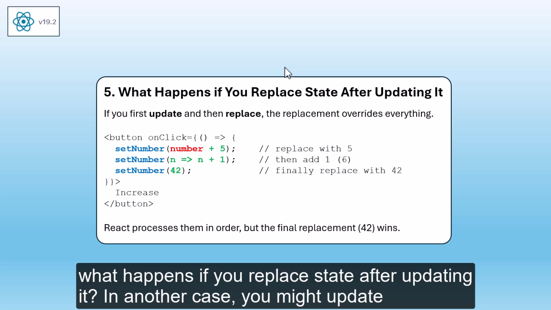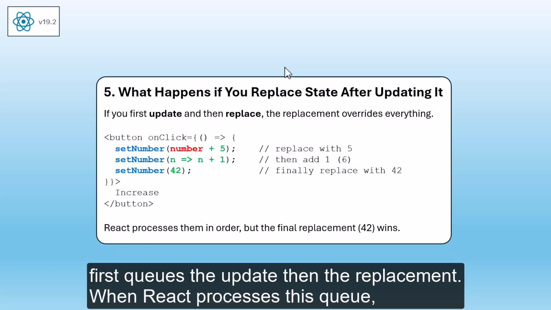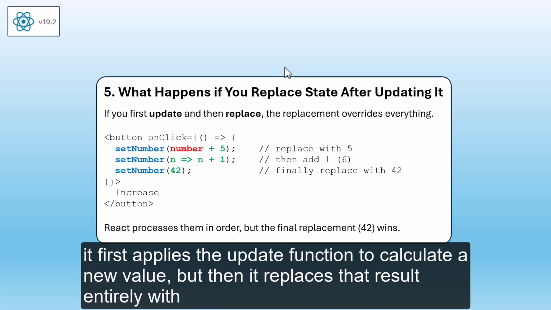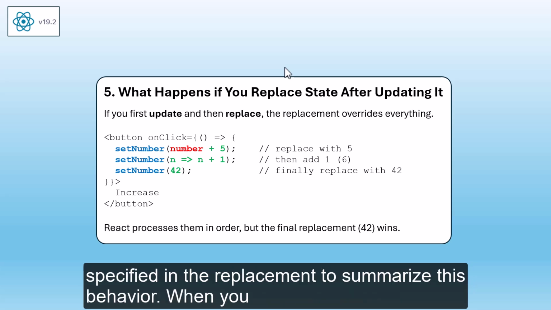5. What happens if you replace state after updating it? In another case, you might update the state using an updater function and then replace it with a fixed value afterward. Here, React first queues the update, then the replacement. When React processes this queue, it first applies the update function to calculate a new value, but then it replaces that result entirely with the fixed number that came afterward. The final result, therefore, is whatever value you specified in the replacement.